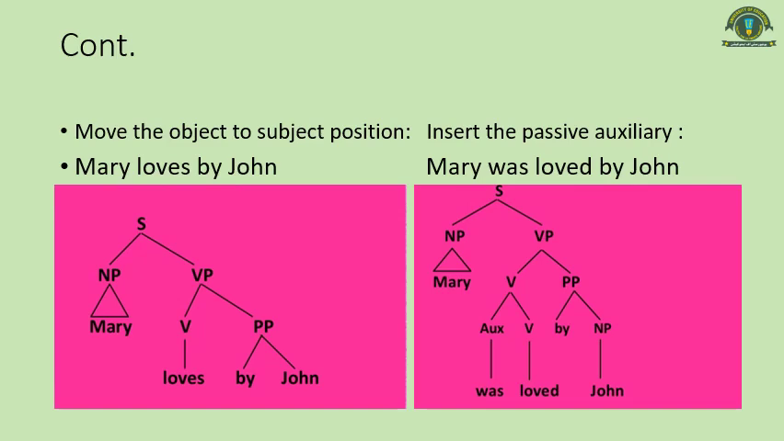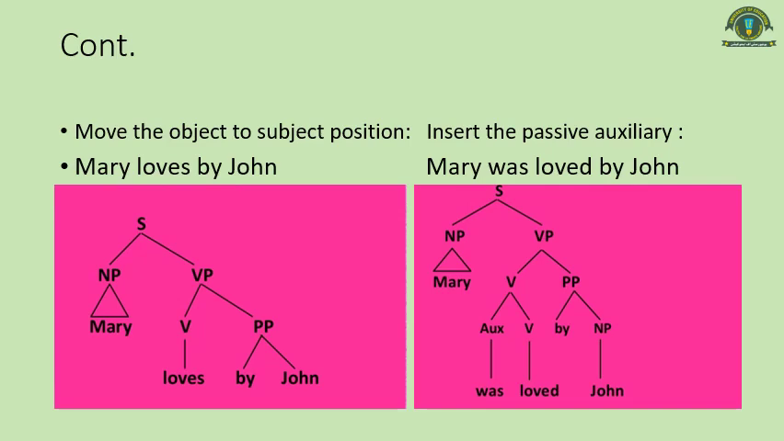Mary is NP, loves is verb, by is preposition, and John is a noun phrase. By John is a prepositional phrase, and a verb and a prepositional phrase make a verb phrase, and a verb phrase and a noun phrase make a sentence. Let's see the other step.